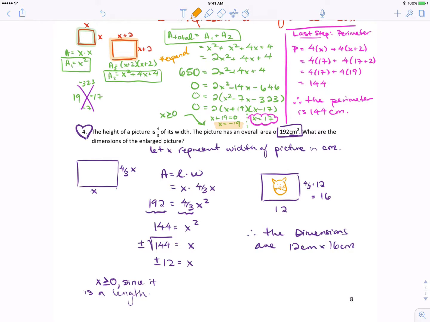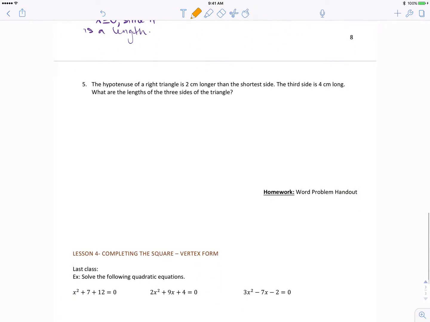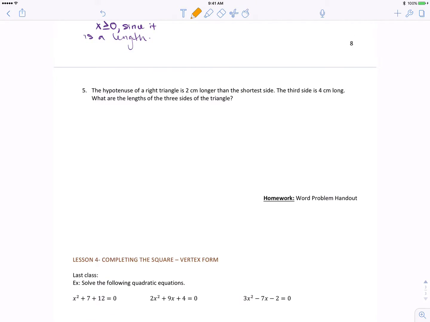All right, moving on to the next problem. The very last one. Yay! You have a hypotenuse of a right triangle. First off, I'm going to draw a triangle. The hypotenuse, remember, is the longest length, and it says that it is 2 centimeters longer than the shortest side. It doesn't matter which side you pick to be the shortest, whether it's the downward leg or the upward leg. I'm going to say it's this one.